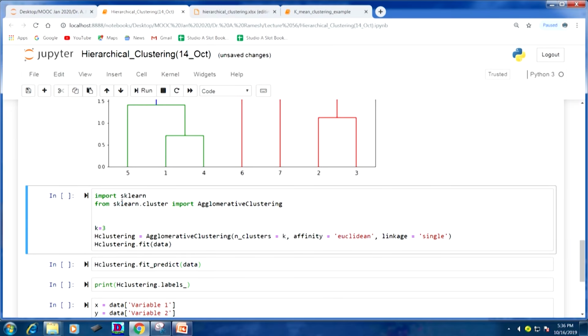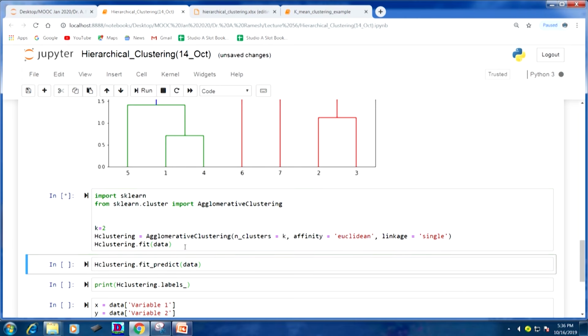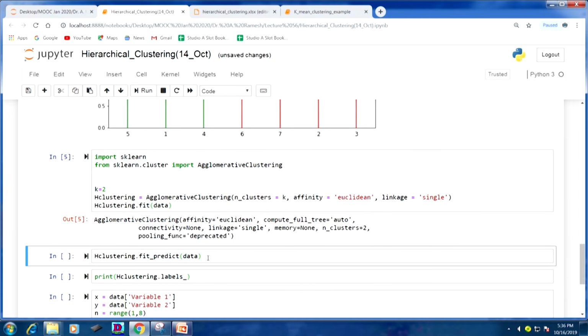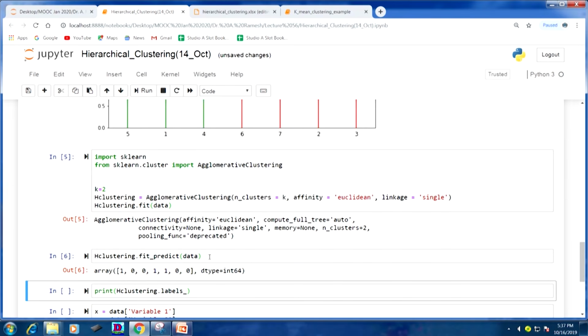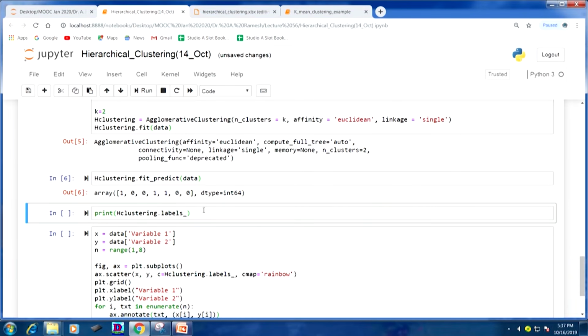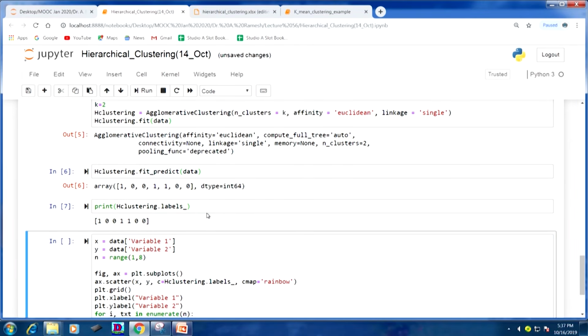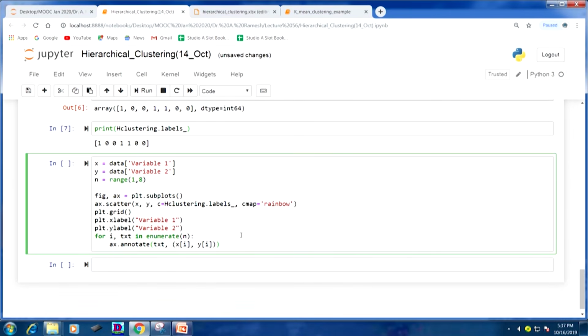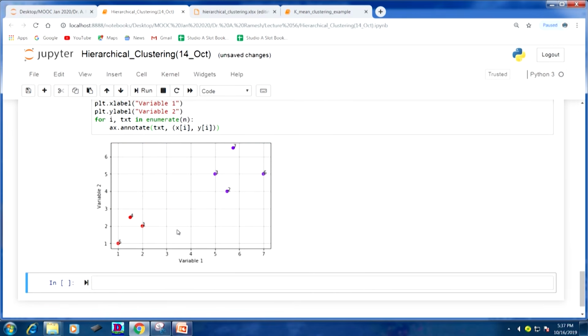Now, from sklearn.cluster import AgglomerativeClustering, suppose we will start with 2. So, 2, run this. Let us see how we are doing the hierarchical clustering. See that there are 2 clusters, one is named 1, another one is 0. So, let us see what the labels are. So, these are the labels: 1 0 0 1 1 0 0. Now, if you run this, what are you getting? Now, there are 2 clusters. The red color points are in one cluster, the purple is in another cluster.